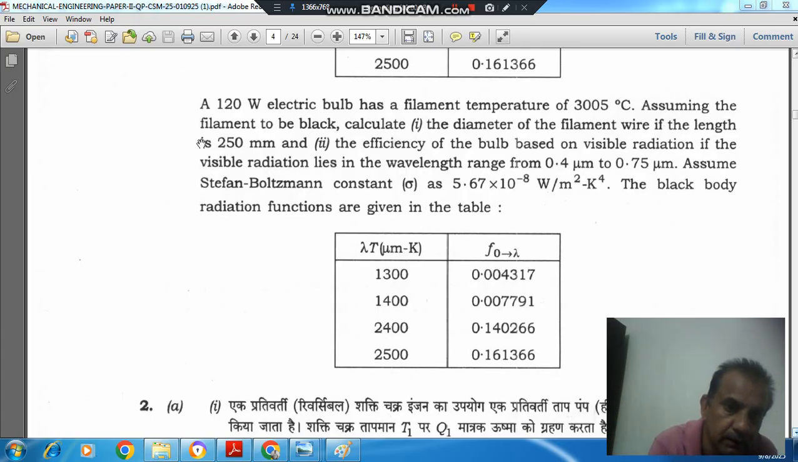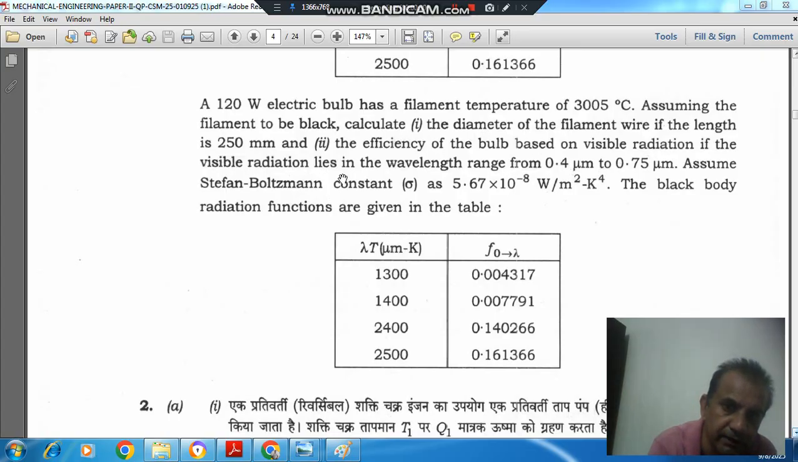Question number 1: a 120 watt electric bulb has a filament temperature of 3005 degrees Celsius. Assuming the filament to be a black body, calculate: 1. The diameter of the filament wire if the length is 250 mm. 2. The efficiency of the bulb based on visible radiation.